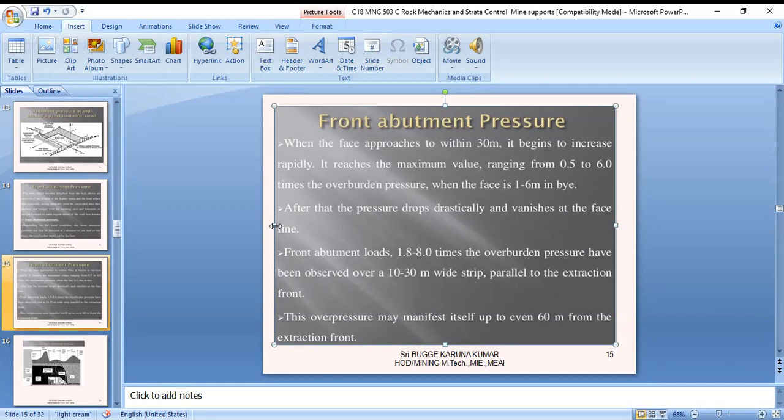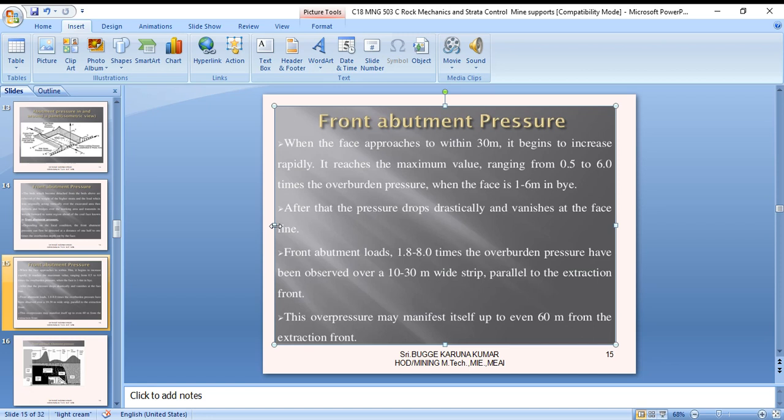When the face approaches to within 30 meters, it begins to increase rapidly. It reaches the maximum value, ranging from 0.5 to 6 times the overburden pressure when the face is 1 to 6 meters in height. After that, the pressure drops drastically and vanishes at the face.